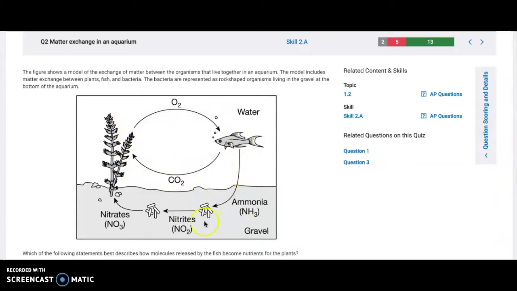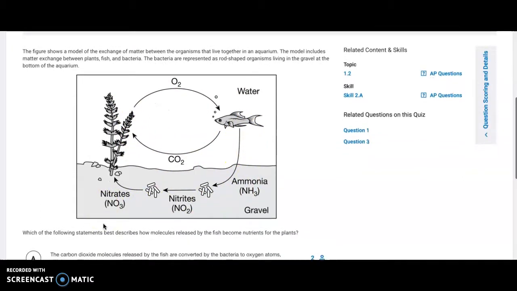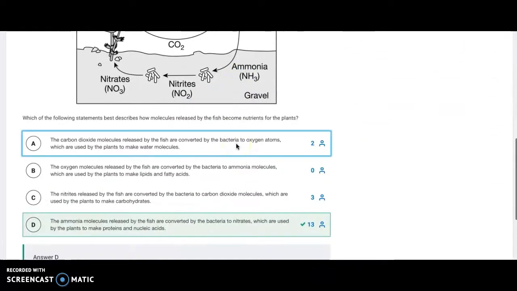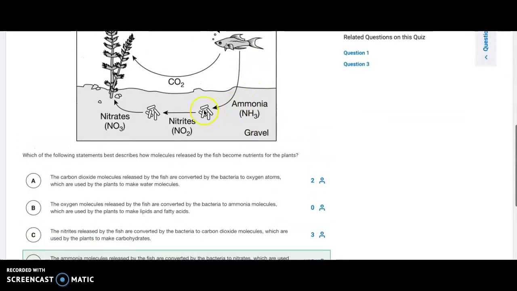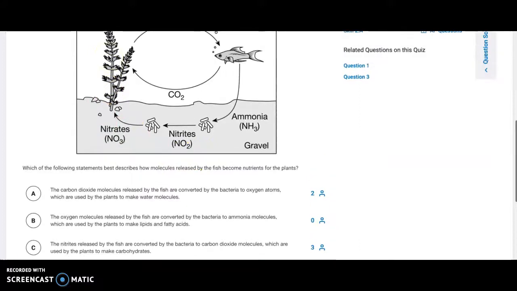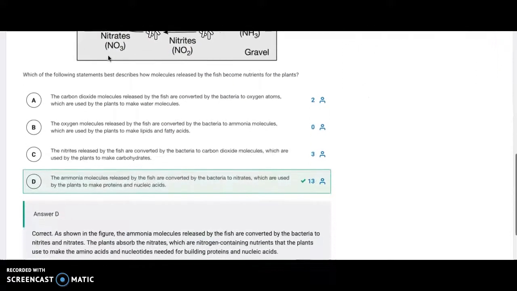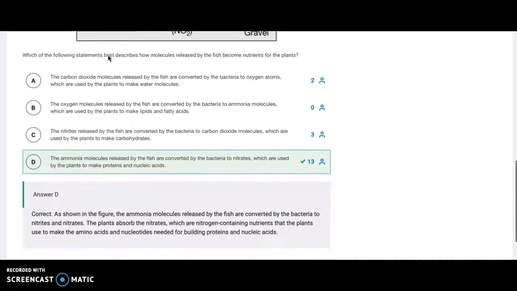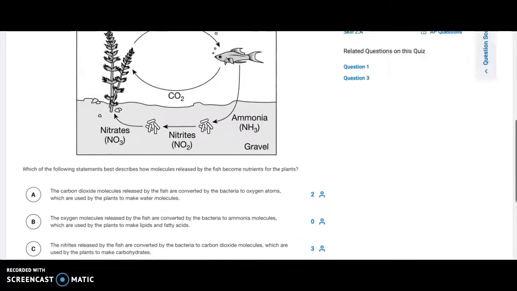But then we also see this other pathway of these things called ammonia, nitrites, and nitrates that look like they're down in the gravel. The correct answer is that ammonia molecules released by the fish are converted by bacteria. If you read the introduction, you'd know these are bacteria, into nitrates, which they are ultimately, which are used by the plants. Now, nitrogen is used to produce proteins and nucleic acids and things like that, so you would recognize that from here.